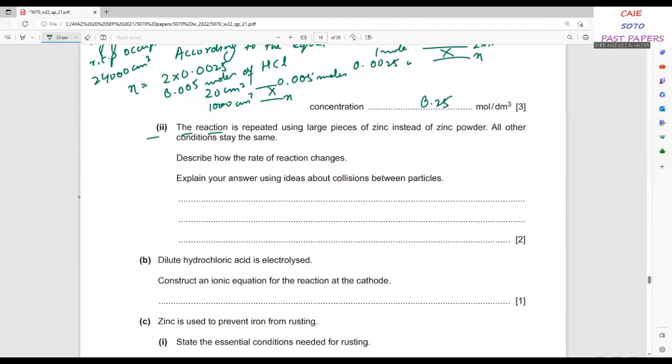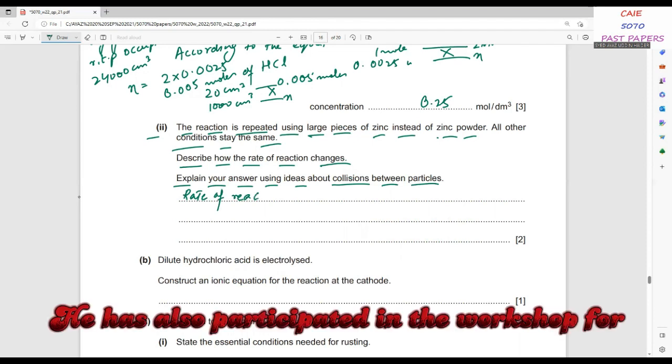The reaction is repeated using large pieces of zinc instead of zinc powder. All other conditions stay the same. Describe how the rate of reaction changes. Explain your answer using ideas about collisions between particles. So remember, the rate of reaction will decrease. The reason is that in large pieces, the surface area of the particles will decrease. So you write rate of reaction will decrease.